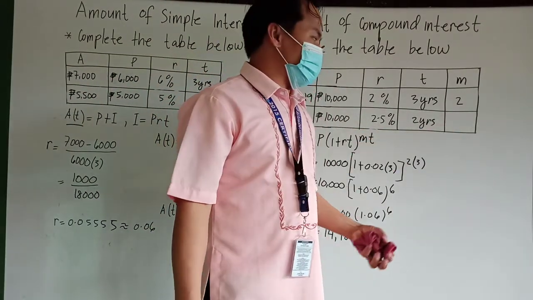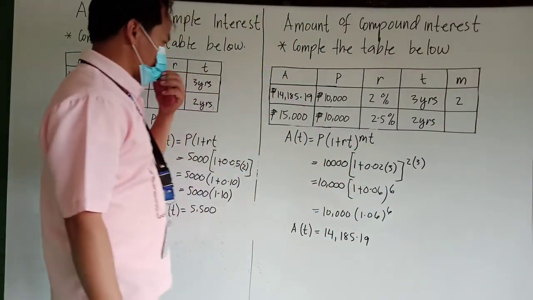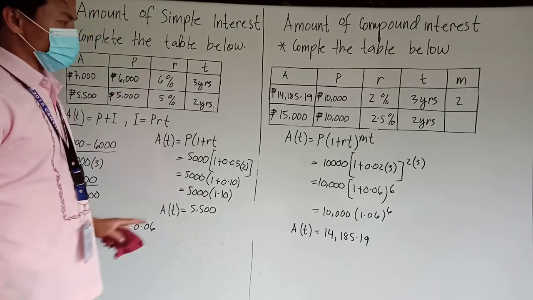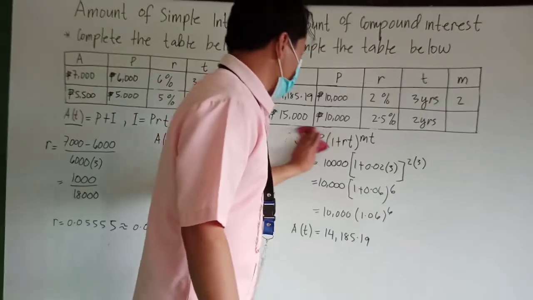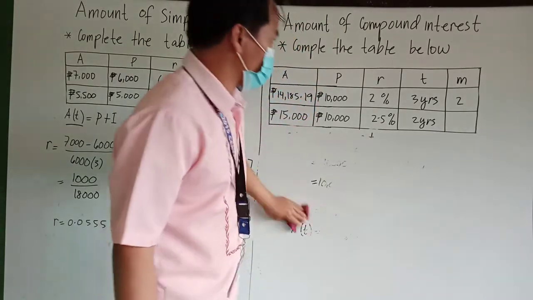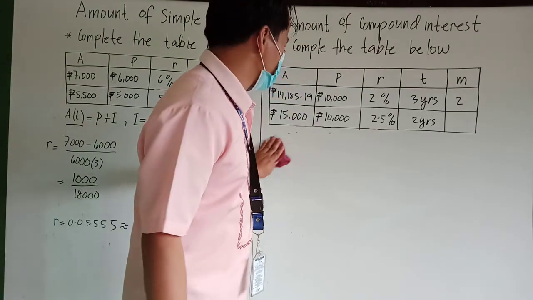What about now if what is being asked in the problem, or in the table, is the number of compounding periods? How do we solve? Okay? So let me erase this one because we will actually use the space for solving for the number of compounding periods. Okay?